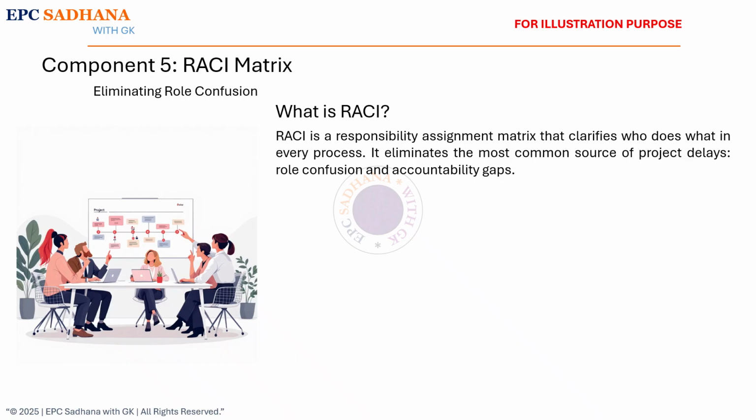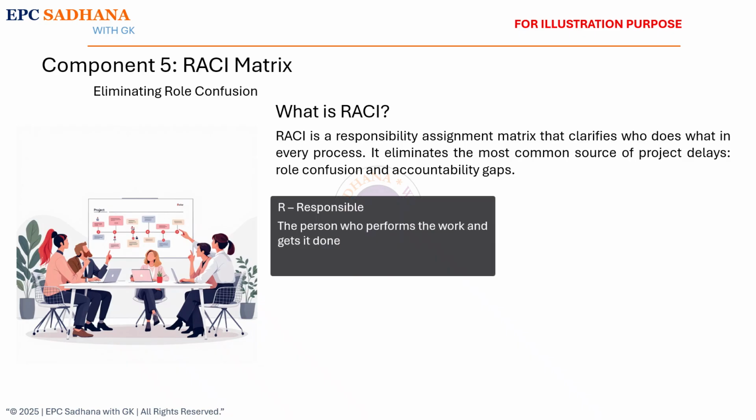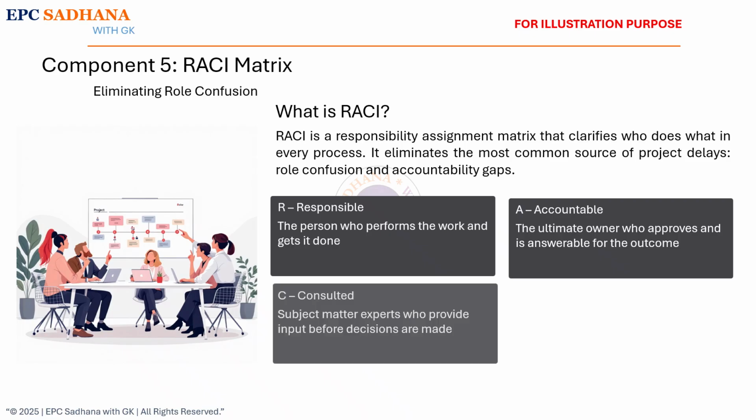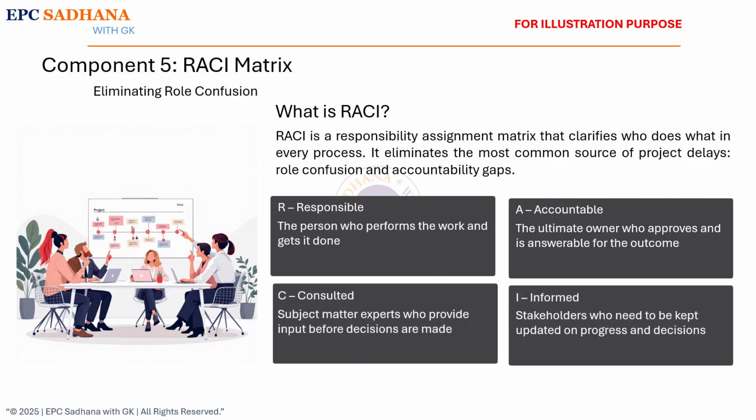Most EPC project problems stem from unclear accountability. RASI removes ambiguity by making ownership explicit and transparent across all project activities. R means responsible. Who will do the task? A is accountable. Who owns the result? C is consulted. Who needs to be involved? And I is informed. Who should know after it is done?